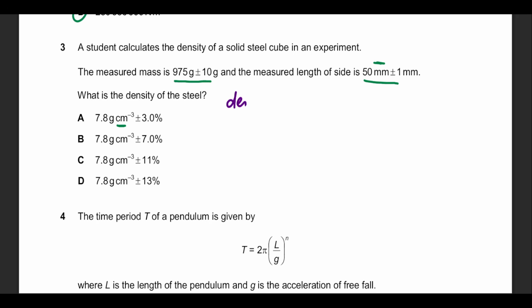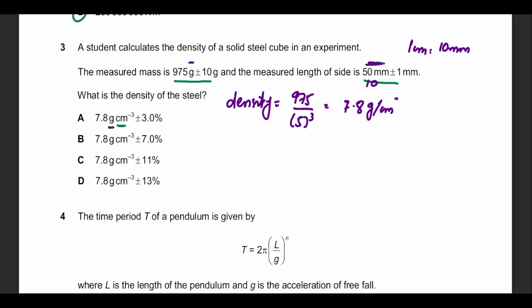So let's first calculate the density. The density should have been equal to mass, which is 975. Do I need to convert this to grams? No, I don't need to do that because the answers are also in grams. But I do need to convert this 50 millimeters to 5 centimeters because 1 centimeter has 10 millimeters. So dividing this by 10 gives you a value in centimeters. So this should be 5 cube, which should give you an answer of 7.8 grams per centimeter cube.